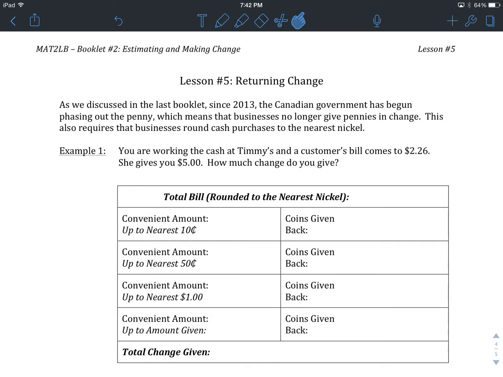Like the last lesson in the first booklet, this one hinges on the idea that since 2013, the Canadian government has begun phasing out the penny. And this lesson is about returning change, and if you're returning change that was paid in cash, you need to be able to handle the fact that we're not giving out pennies anymore, so we need to be rounding things to the nearest nickel before providing accurate change. So let's work through an example that will show us how to do that.